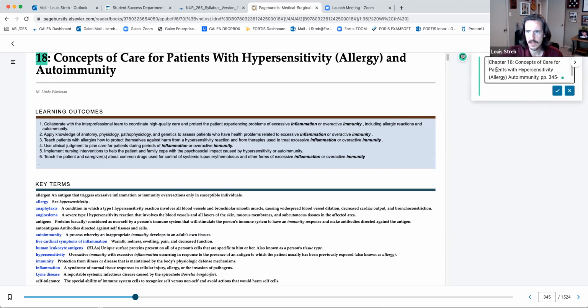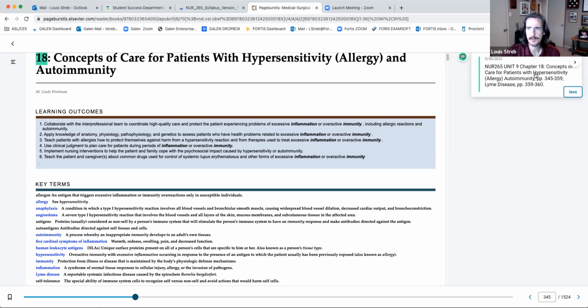This is going to be your NUR265. This is unit 9. We're continuing on unit 9, and this is chapter 18. The concepts that we're going to review today for this chapter are about hypersensitivity and allergies, autoimmune disorders, which is pages 349 to 359. And Lyme disease, which is on pages 359 to 360. So that's kind of where we're going to start.